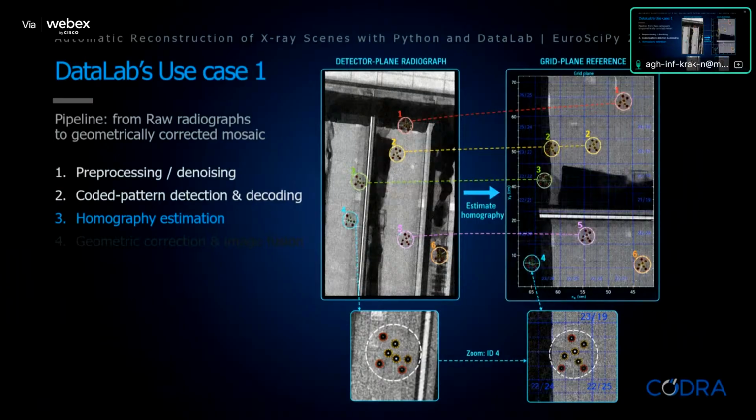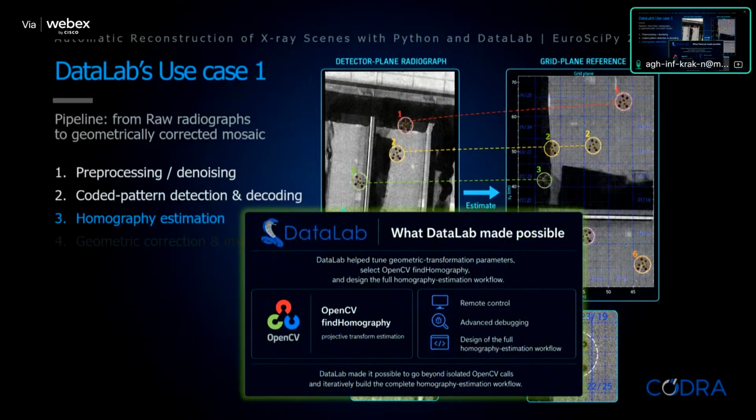The third step was homography estimation. So now that we have the denoised sub-images and the patterns, we can estimate the transform to go from the detector plane to the grid plane and reconstruct the image. So we have to establish the connection between the patterns that we have detected and the known positions of the pattern in the grid plane. So that is the homography transform that we compute using OpenCV findHomography. So again, DataLab made this possible.